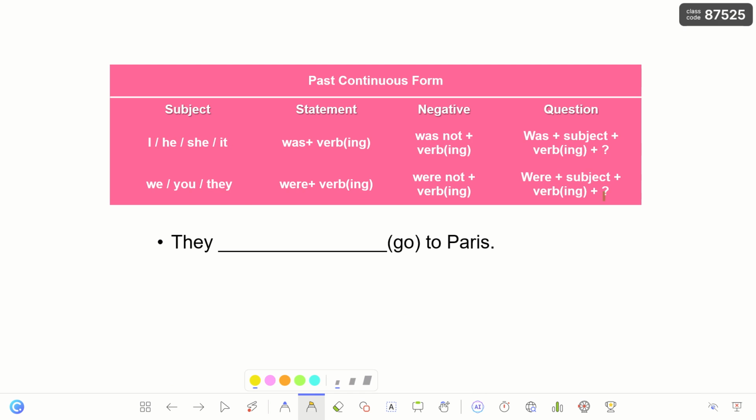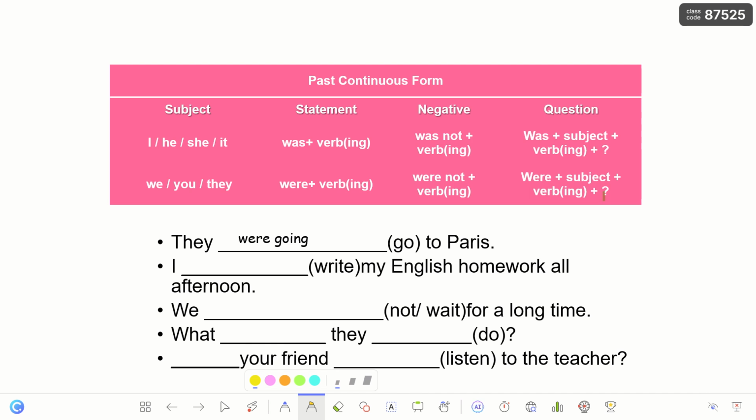So they go to Paris. They were going to Paris. I write my English homework all afternoon. I was writing. We were not waiting for a long time. What were they doing? Look here, it's a question, so I switch between the subject and the helping verb. Your friend, listen, so your friend, I'm not talking about you, so I don't use were, I'm talking about your friend. So I say, was your friend listening to the teacher?